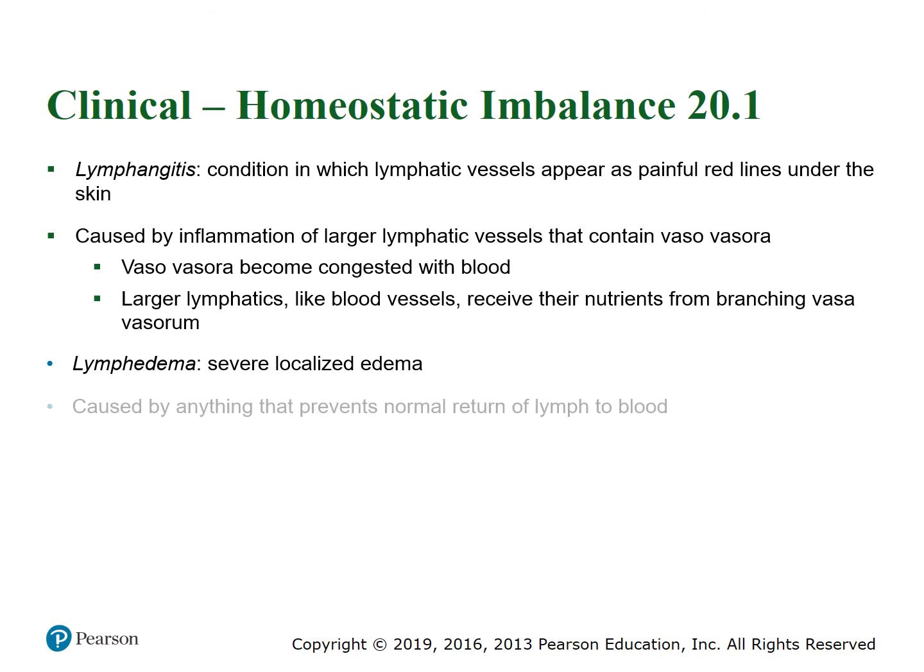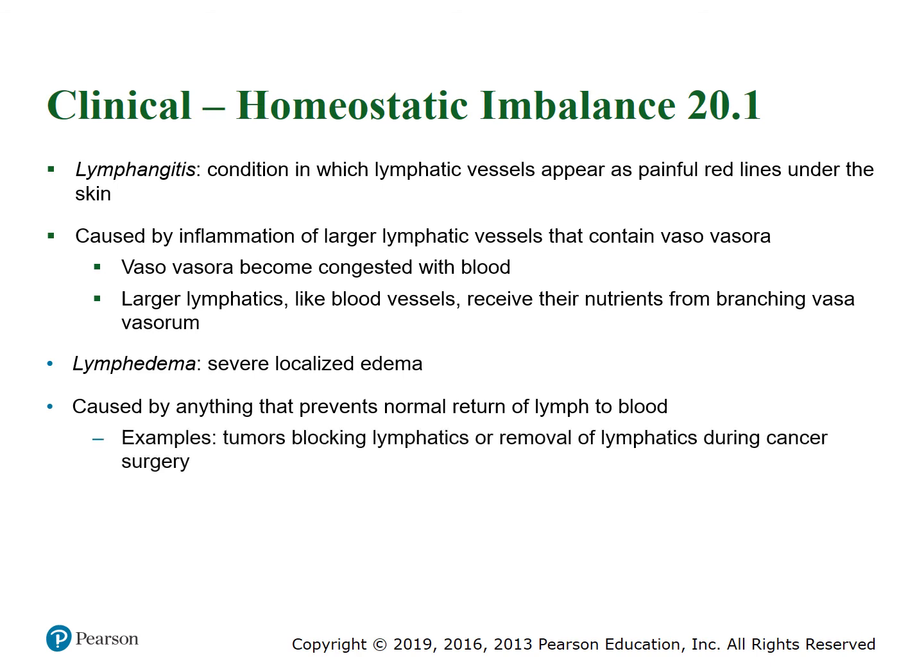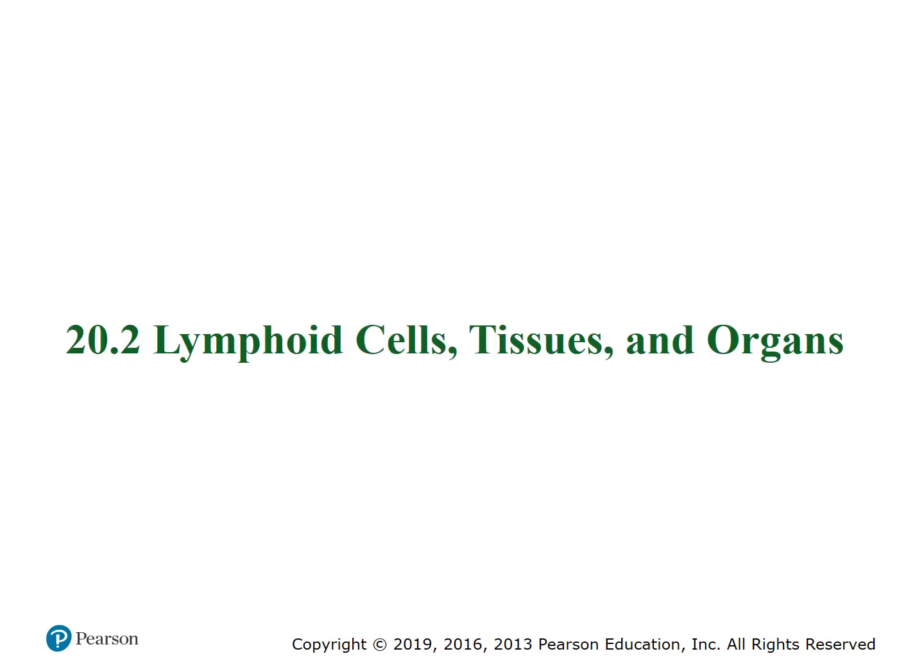Lymphedema is a severe localized edema, and this is caused by anything that will prevent the normal return of lymph to blood. So this is localized swelling. This can be caused by tumors blocking lymphatics. Sometimes the lymphatics can be blocked or removed during cancer surgery, which will prevent the normal return of lymph to blood in those localized areas. Lymphedema can improve if some lymphatic pathways remain and enlarge to accommodate the increased flow that they need to have.